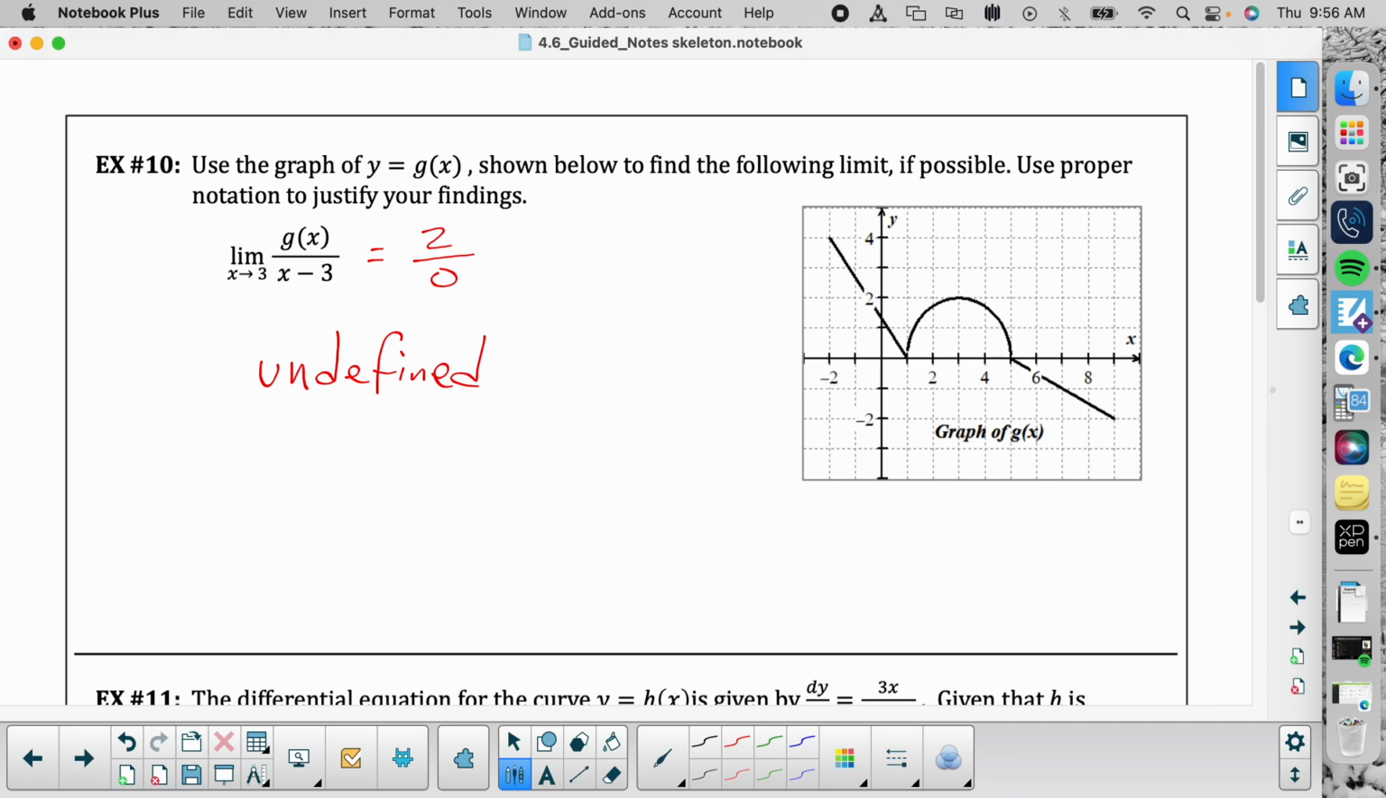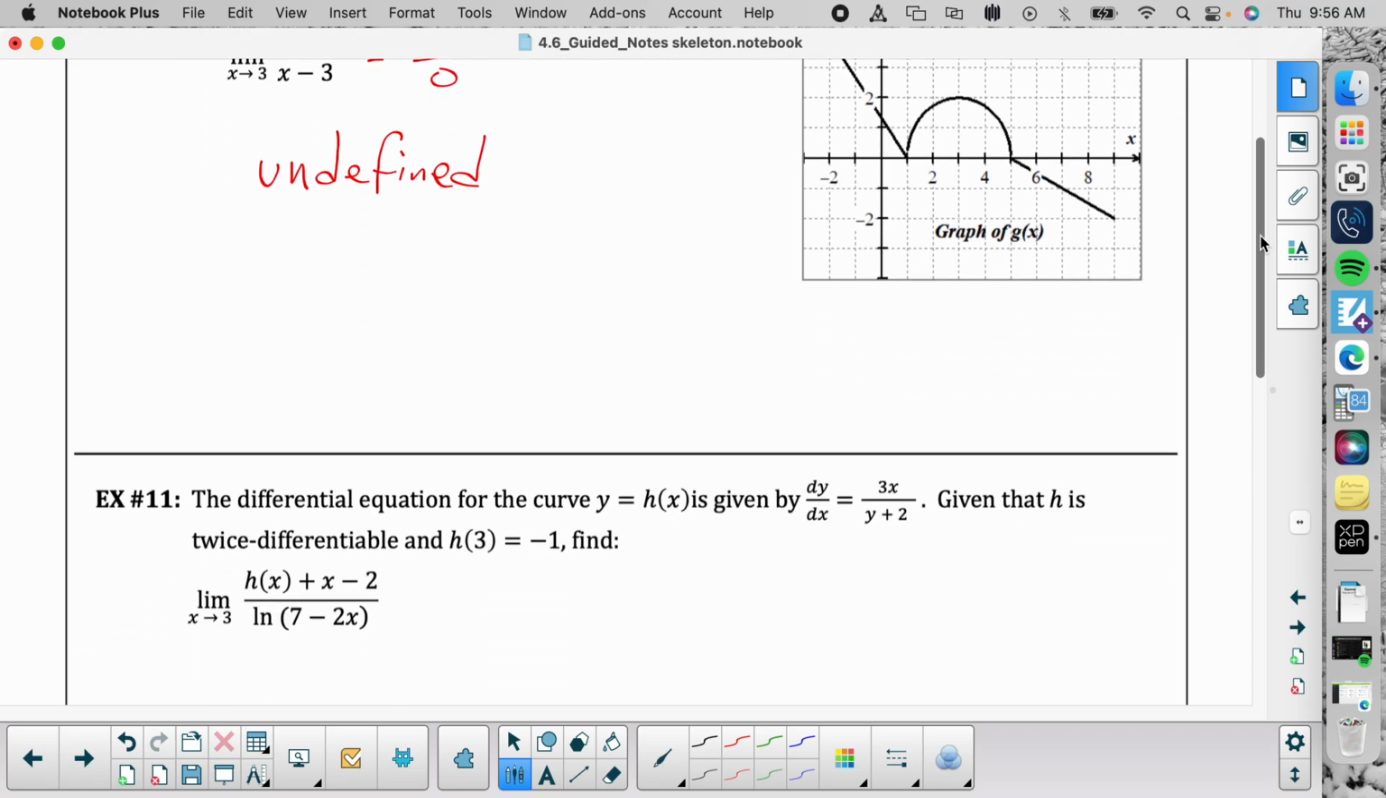Okay. I was all excited to do the derivative on a graph. Me too.